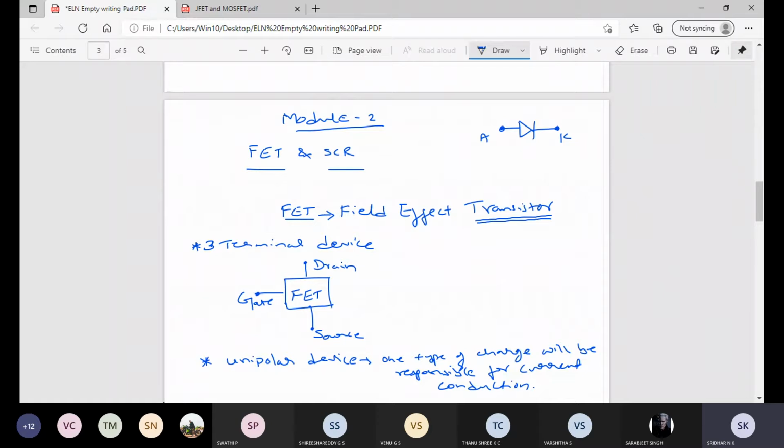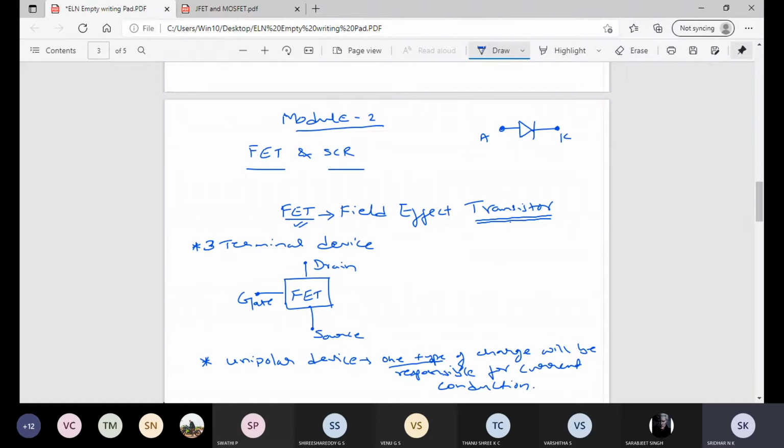If you take a transistor, which is actually a BJT, BJTs are called bipolar devices. Why are they called bipolar devices? Because both electrons and holes will be responsible for current conduction in transistors, that is BJTs. Whereas in FETs, only one type of charge carriers will be responsible for current conduction. That's why it is called a unipolar device.